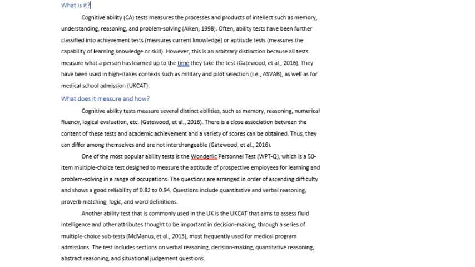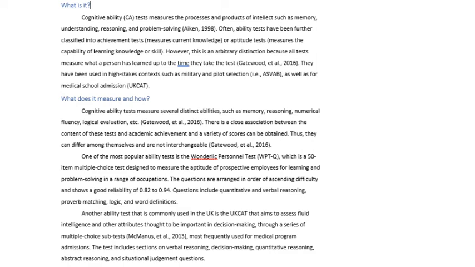Gatewood et al., 2016. One of the most popular ability tests is the Wonderlic Personnel Test, which is a 50-item multiple-choice test designed to measure the aptitude of prospective employees for learning and problem-solving in a range of occupations. The questions are arranged in order of ascending difficulty and show a good reliability, 0.82 to 0.94. Questions include quantitative and verbal reasoning, proverb matching logic, and word definitions.